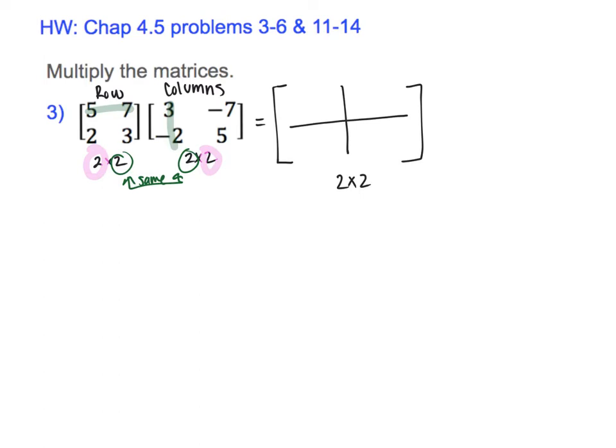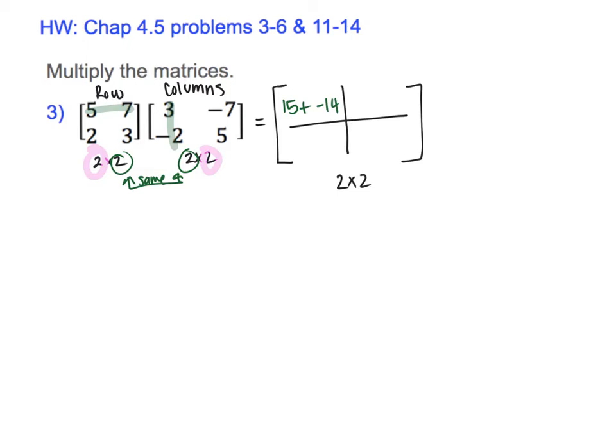When you multiply, you're going to multiply the first number here with the first number here. So 5 times 3 gives me 15, and it's going to go in this box because this is the first row and first column, and you're multiplying the first row with the first column. Then you want to add it to the next two numbers you multiply. So 7 times -2 is -4.